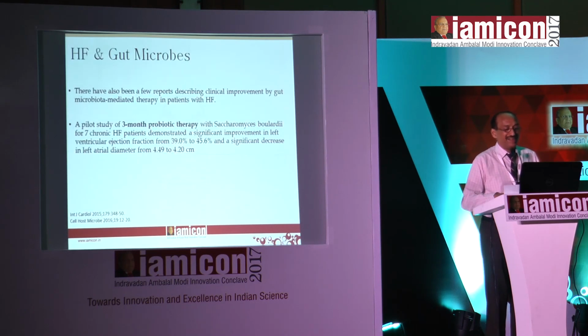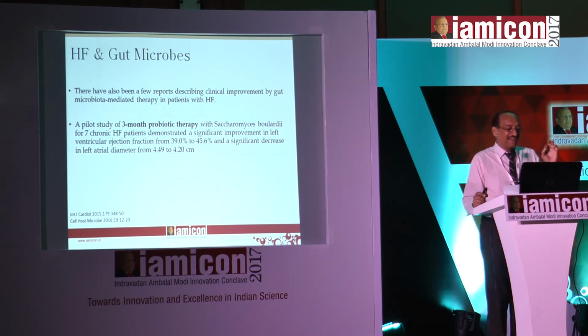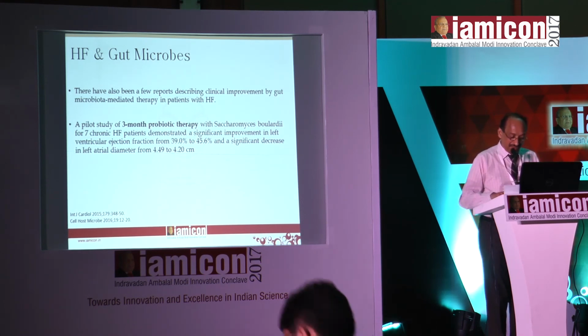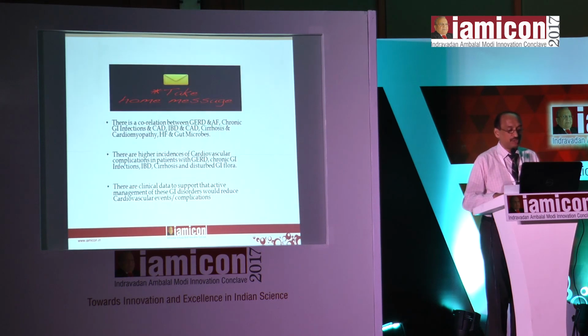People have shown that 3-month probiotic therapy with Saccharomyces boulardii in chronic heart failure patients improved the left ventricular ejection fraction from 39 to 45 and significantly decreased the left atrial diameter from 4.49 to 4.20. So the total cholesterol, uric acid, hs-CRP all come down, LVEF improves, left atrial diameter comes down. All this has been shown.